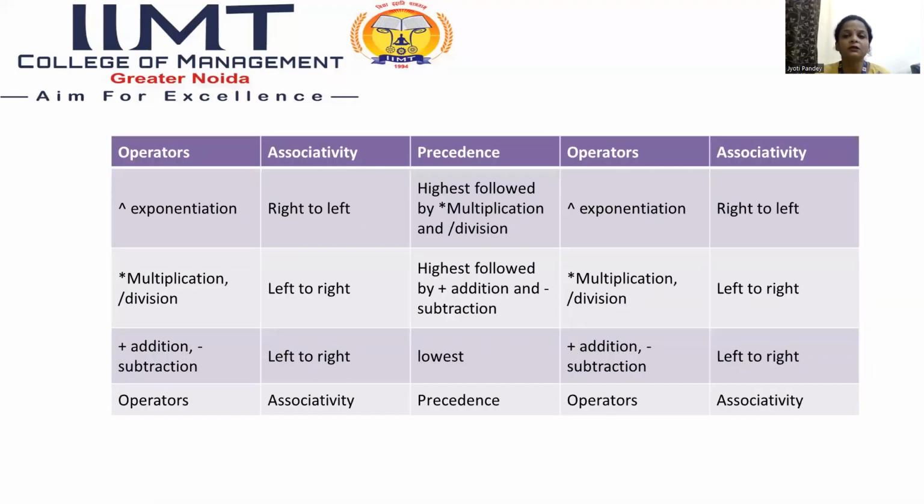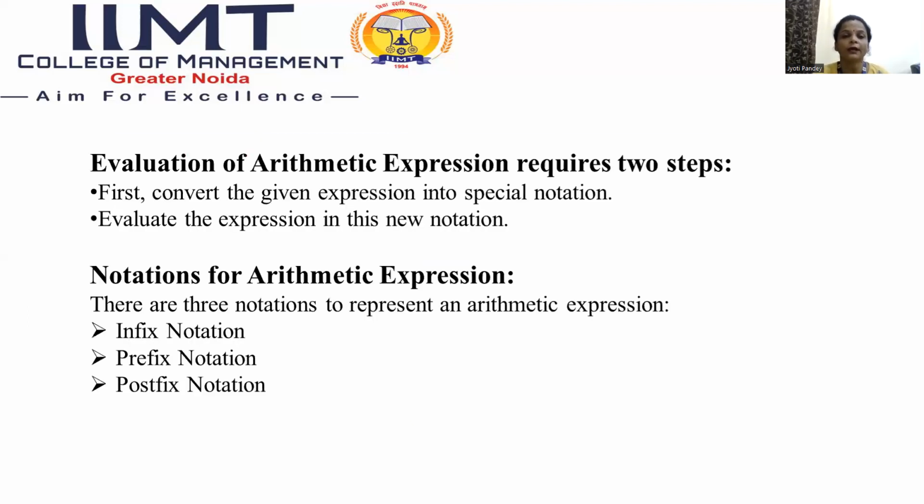So there are some operators and their associativity and precedence. First is the exponential operator. Its precedence is the highest, followed by multiplication and division, and its associativity is from right to left. Similarly, the next operators are multiplication and division. Their precedence is higher than addition and subtraction, and their associativity is left to right. And the next one is addition and subtraction. Their precedence is lower in comparison to the above two, and their associativity is left to right.